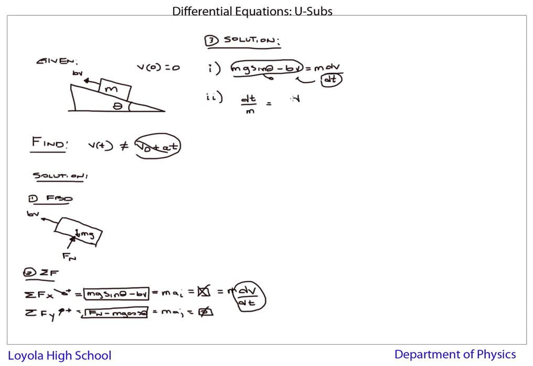Equals a dv over a lot of stuff, mg sine theta minus bv. So we have all the v's on one side, all the t's on the other side, so it looks good. And the way we solve for v is, because we have a differential here on both sides, we're going to integrate both sides. So step 3.